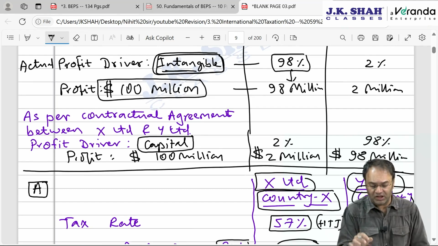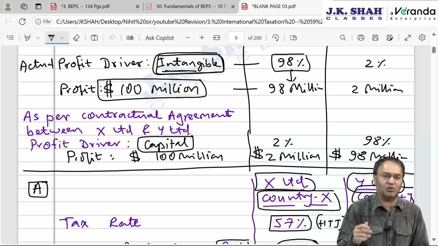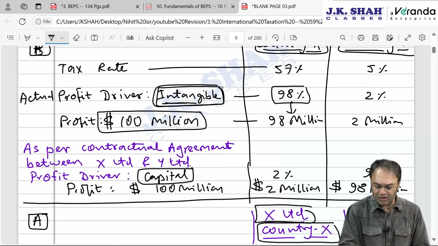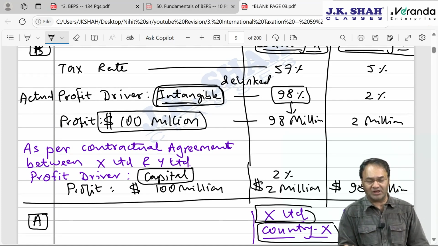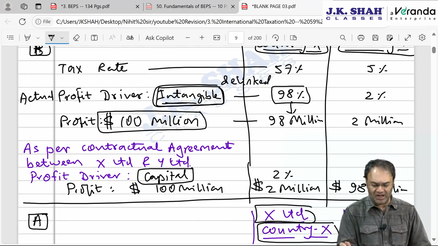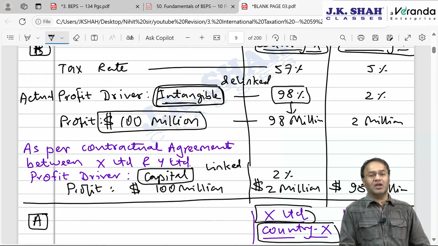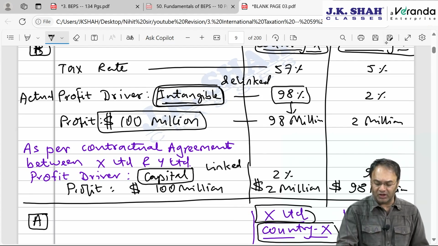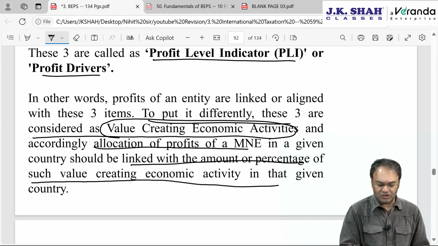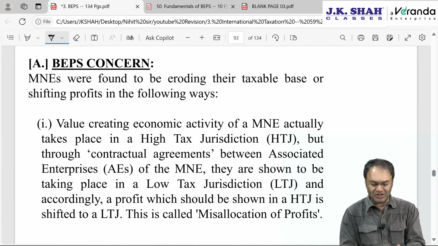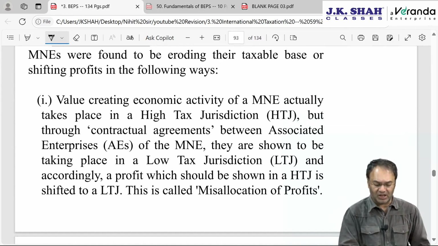So on paper, in an exam, if you want to describe this situation, what will you write? The profits are delinked from the most important economic activity, or most value adding, or significant economic activity, and profits are linked with some less important economic activity, and that is how they have manipulated. Are you clear? So, BEPS concern: two types of things can be done.